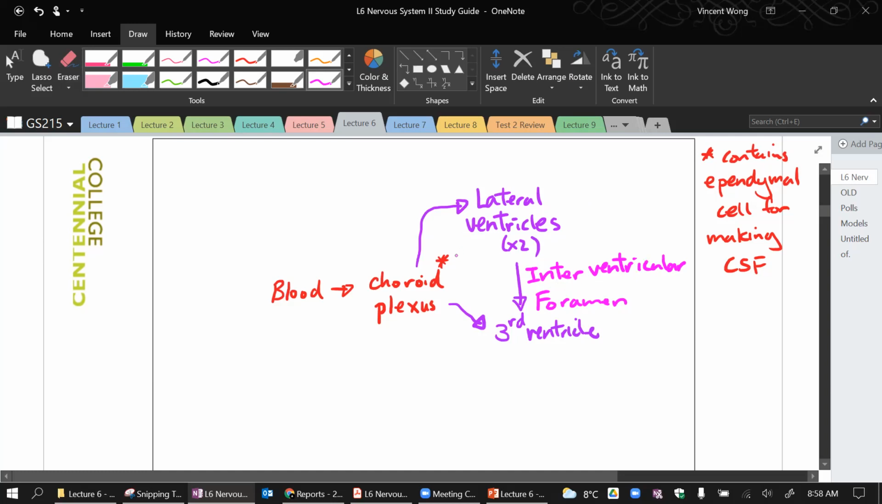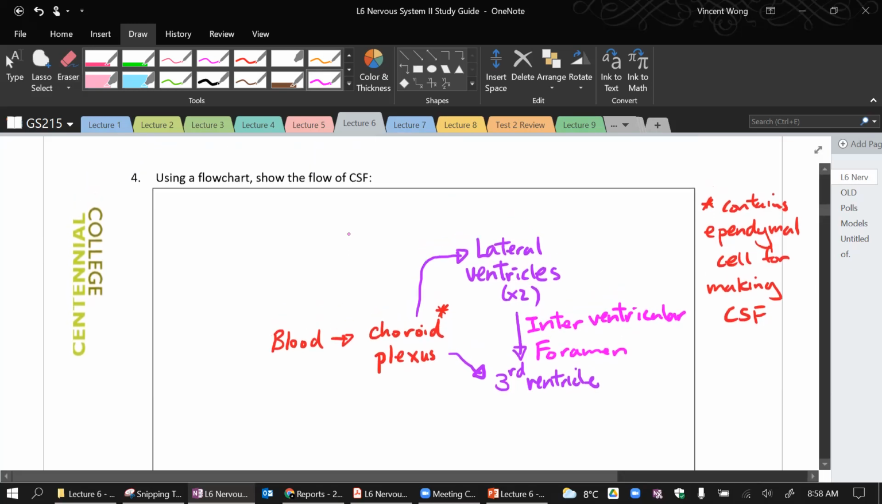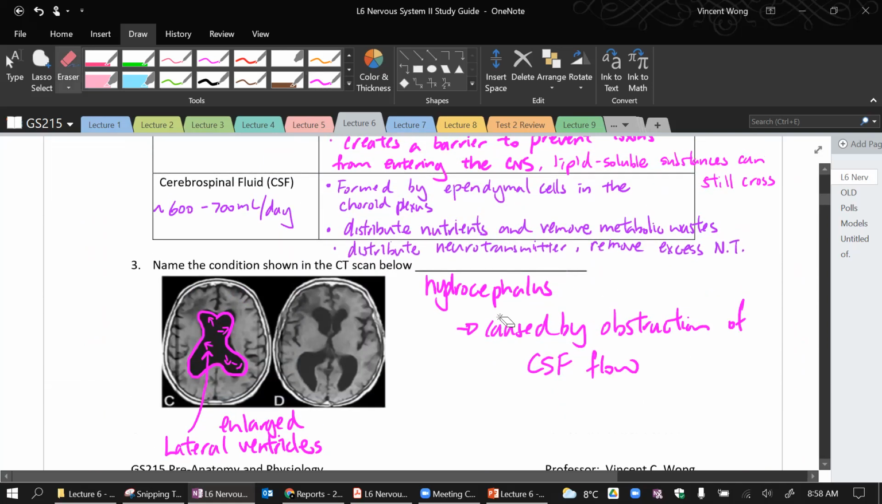And that's one way to get what condition? What did I say like five minutes ago? What condition are we going to get if you block the flow of CSF? That's right. If you're thinking about hydrocephalus, that is the correct answer.